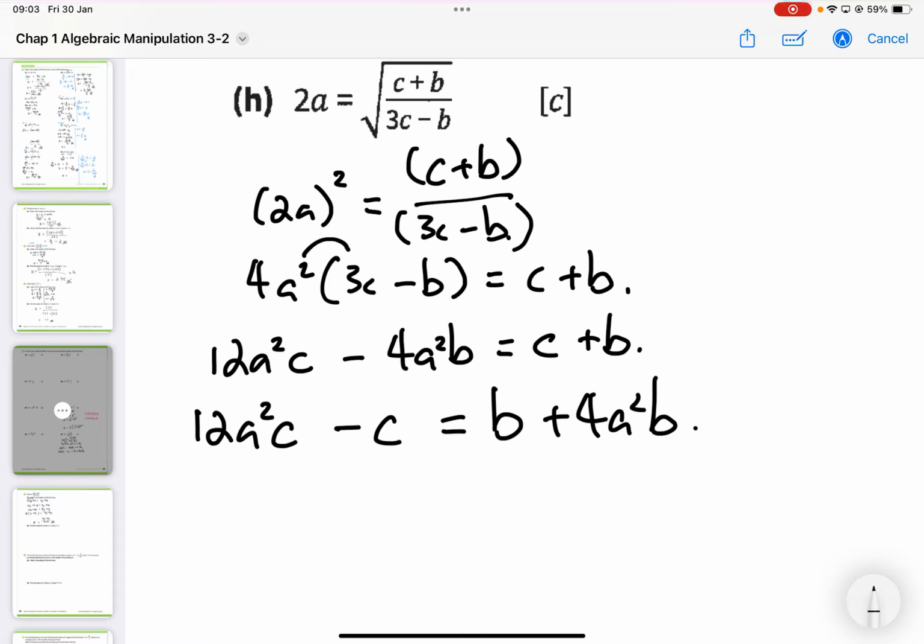Okay, then this trick just now we see before already. I have two terms with c. I want to isolate my c. I have two terms with c. I cannot simplify, cannot add or minus anymore. So I need to use my factorization.